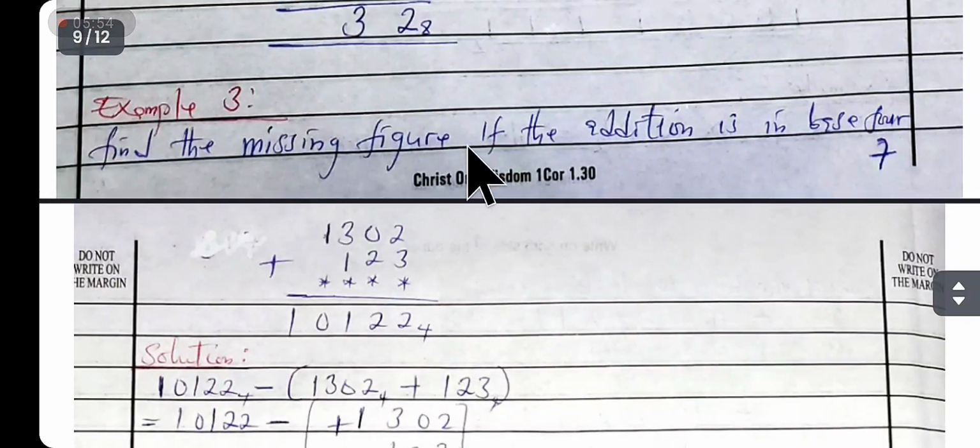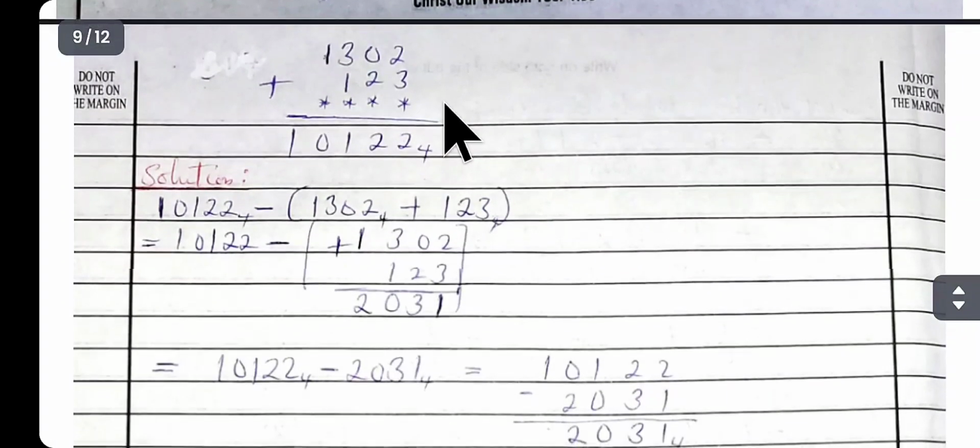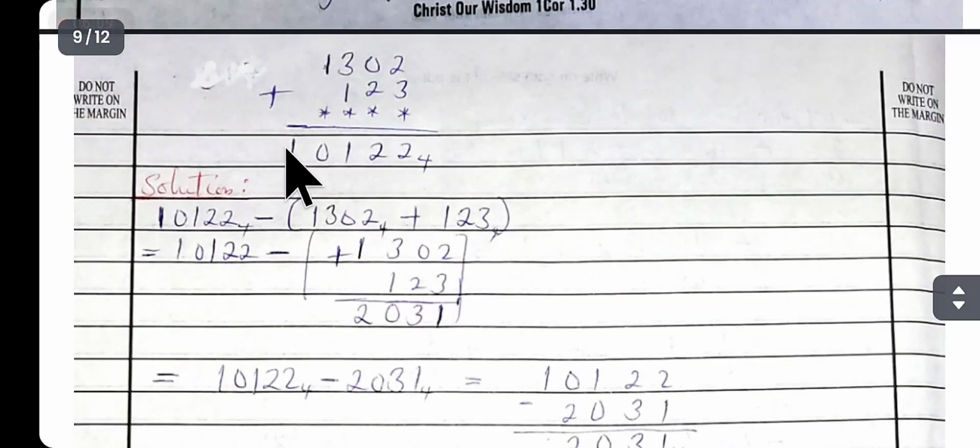Find the missing figure. The next example, 3. Find the missing figure if the addition is in base 4. Base 4. So now, solution. Look at the setup here before the solution. 1 1 3 0 2, and then they have 1 2 3. They have star star star star, and then they have the answer 1 0 1 2 2 in base 4.